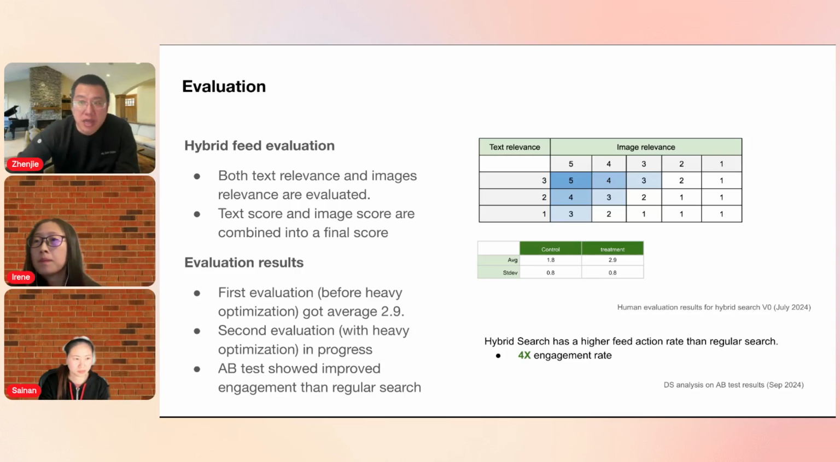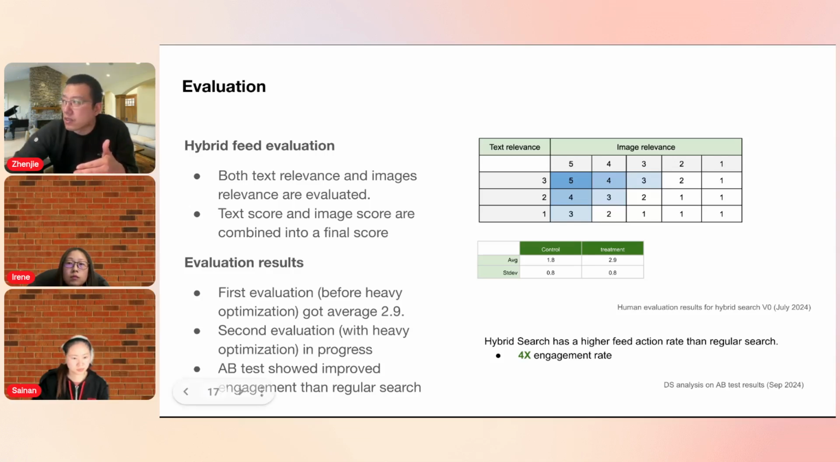Together with the optimization methods, we also created an evaluation methodology in which we evaluate the relevance of the results to both the text and the image. The text relevance is measured in 3 levels, as shown here, and the image relevance is measured in 5 levels, and then they are combined into one number that is mapped from 1 to 5, and then we measure the quality through human evaluation.